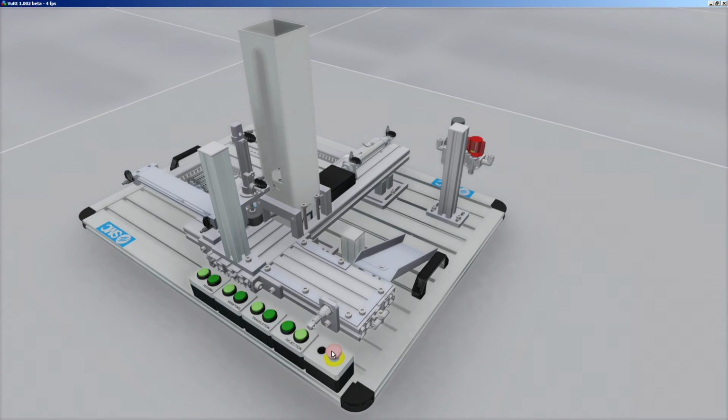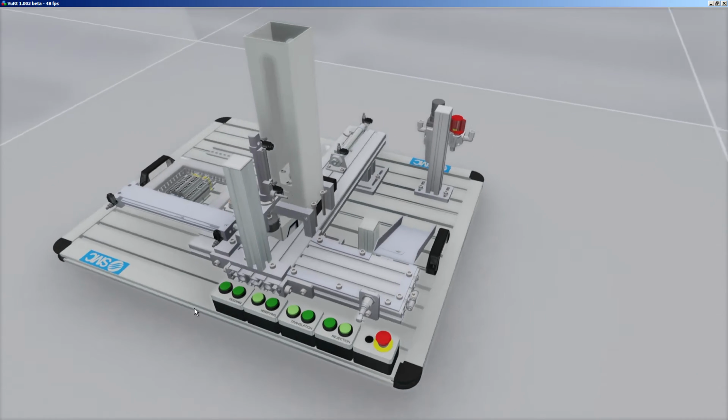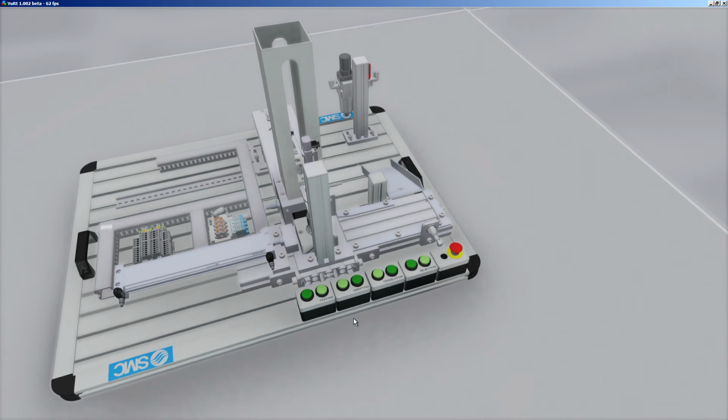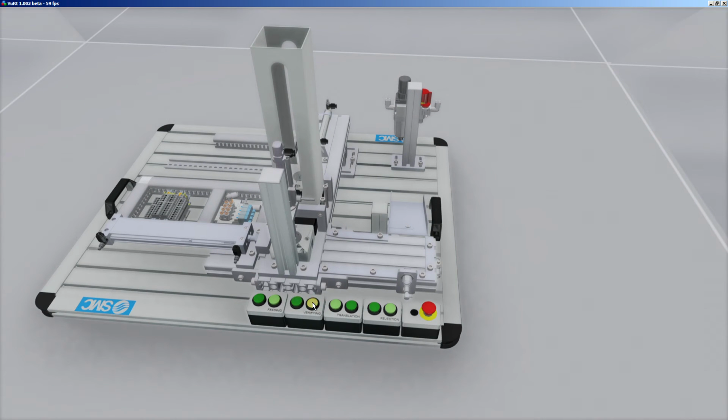Okay, we can reset the simulation, restart. So let's try to do some mistakes. So resetting the simulation. So feeding one piece. Very thin. Okay. Translation.